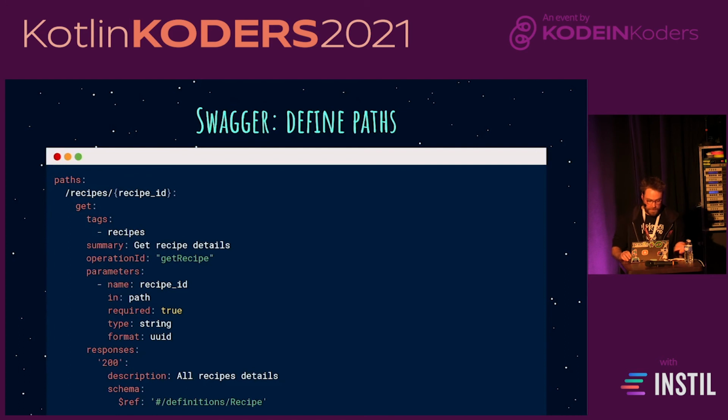Okay, so let's see how we can define the path. For example, okay, this is my new recipes/{id} route. It's a GET method. It refers to the recipes domain, so I'm going to put a summary, and then I'm going to define all the parameters that this path takes. Like for example here, a recipe ID, which is in the path and is required. And then I'm going to define all the responses, like if it's all good, I'm going to send a new recipe object.